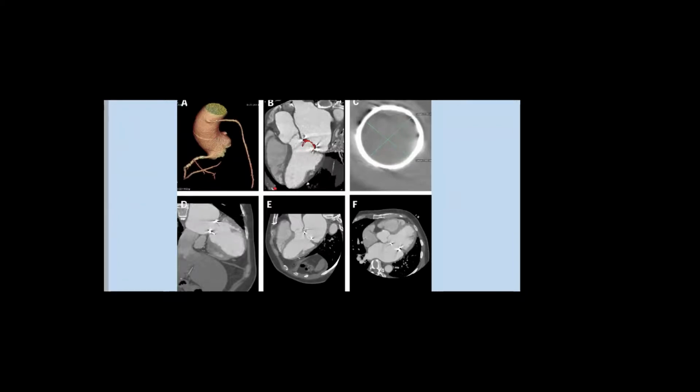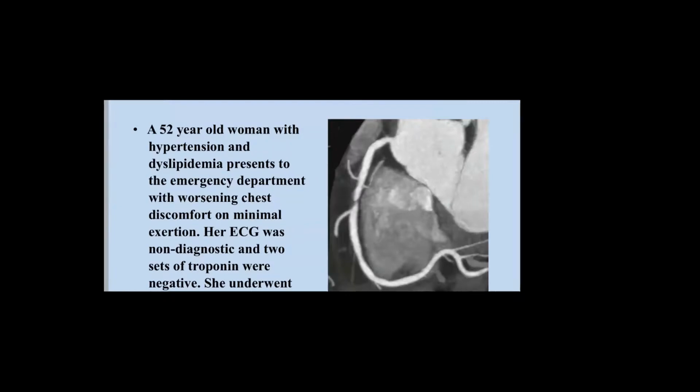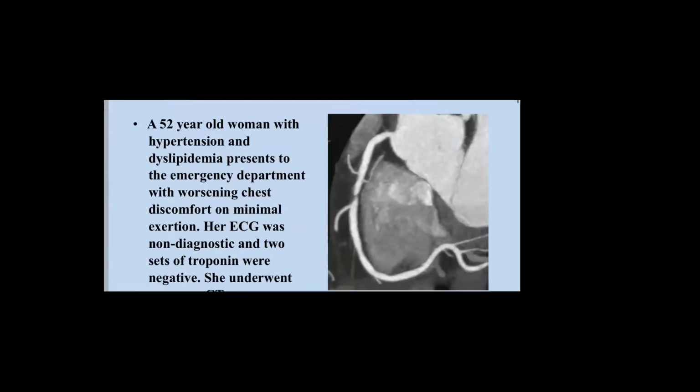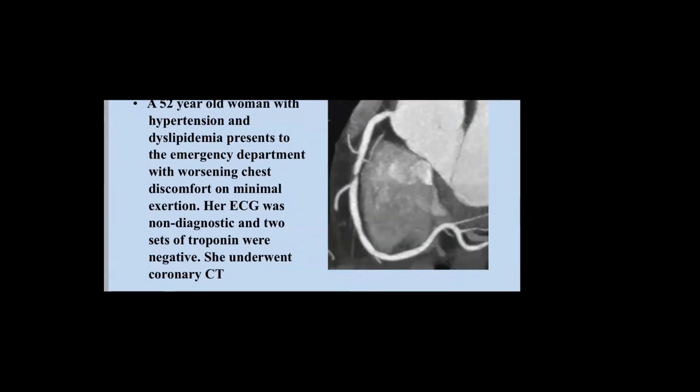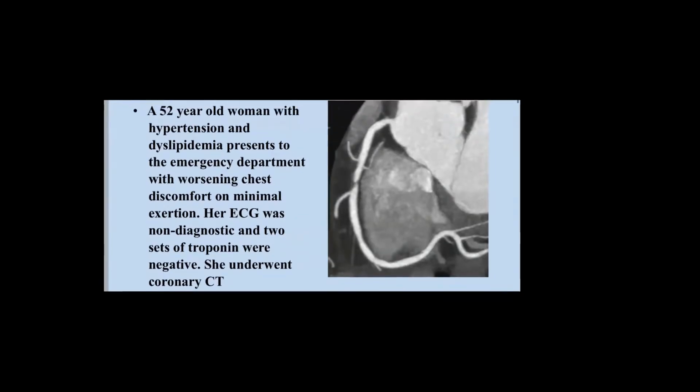Now, this is a 52-year-old woman with hypertension and dyslipidemia, presenting to the emergency department with worsening chest discomfort on minimal exertion. ECG non-diagnostic, two sets of troponin negative. She underwent cardiac CT. And this is the cardiac CT. What do you see? Proximal RCA atheroma. Exactly.